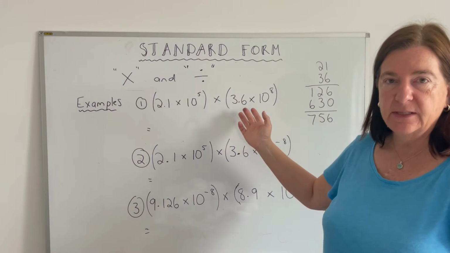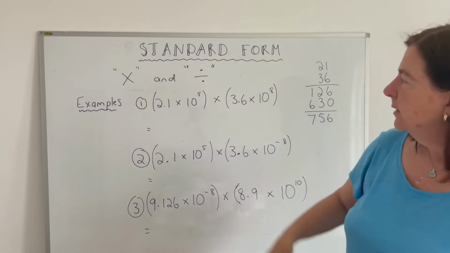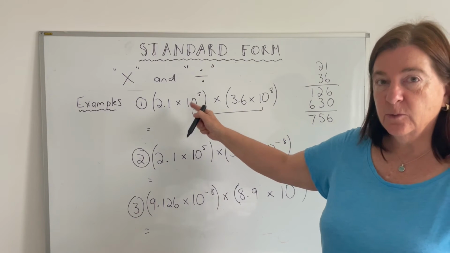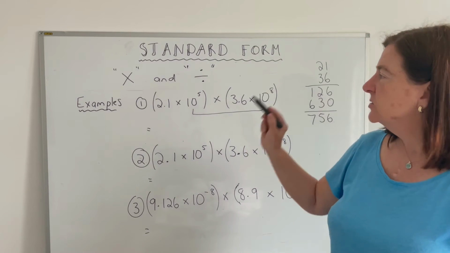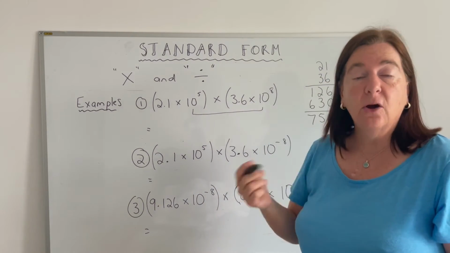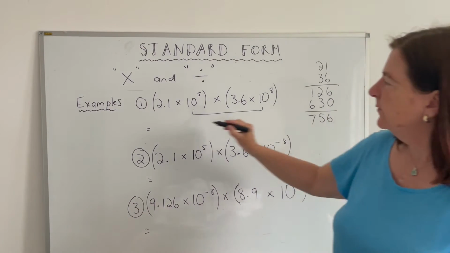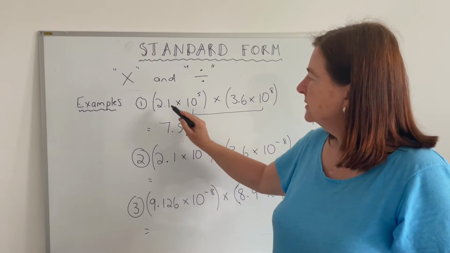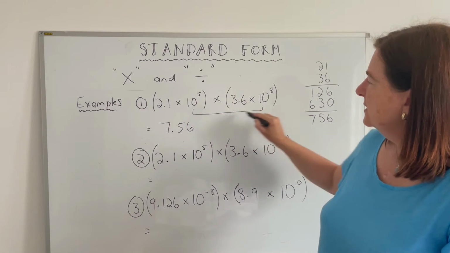Both of these numbers are in standard form. So what we can do is we know that there's a rule for this here. When we have the same base, which is 10 and 10, we just add the indices. Remember that. So all we need to do is multiply 2.1 by 3.6. If it's a non-calculator paper, you've got to remember your rules. So you multiply here and you get 7.56. So this answer here is 7.56. That's the result of 2.1 times 3.6. Then we have to multiply these two together.